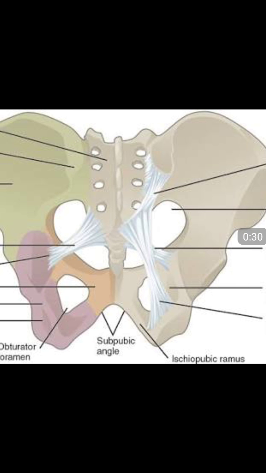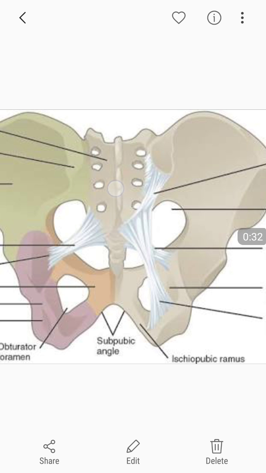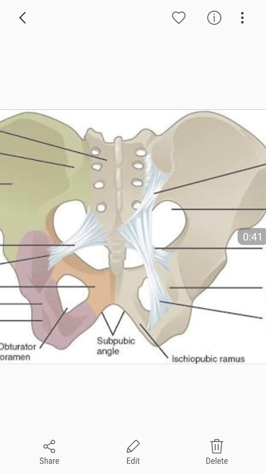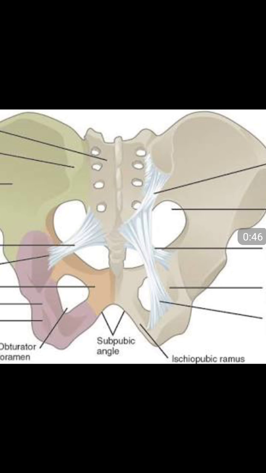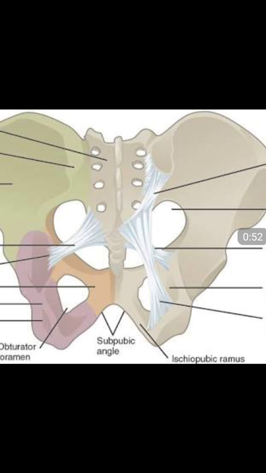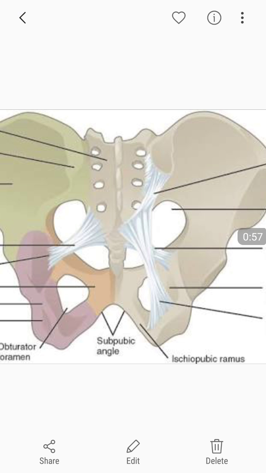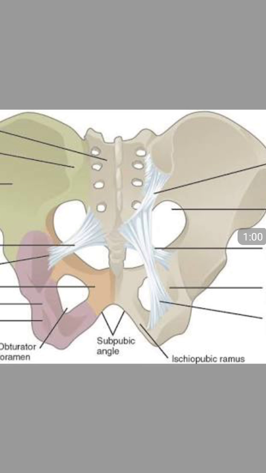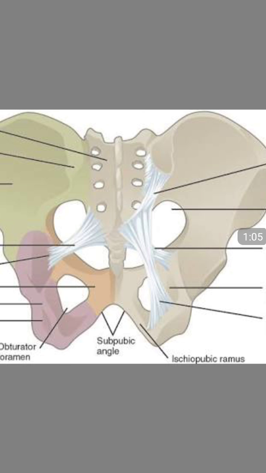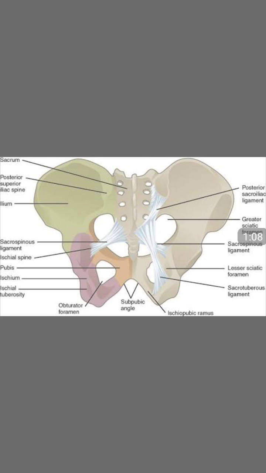Here we are looking at the pelvis from the posterior aspect. Here we have the sacrum, the hip bones, and this is the coccyx. Here we have the greater sciatic notch, and then we have the lesser sciatic notch as well. So we are looking at two very important ligaments. This bigger, broader one is the sacrotuberous ligament.